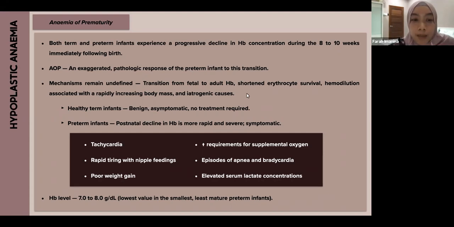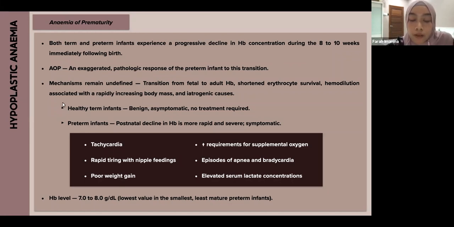Okay, so the mechanism that causes this is similar to the term babies, because of the transition of HbF to HbA, because they have a shorter RBC lifespan, and also because of hemodilution due to rapidly increasing body mass, because the preterm babies grow much faster. Okay, and also the most important cause is iatrogenic causes or frequent blood taking or phlebotomy.